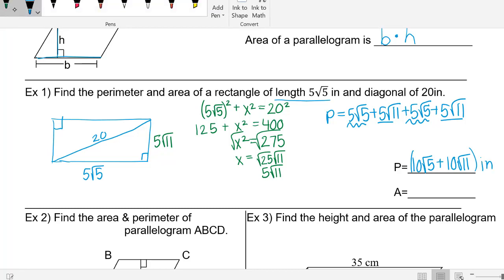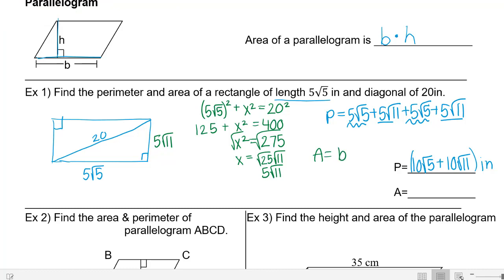And then to find that area, it's just going to be base times height or length times width, meaning 5 root 5 times 5 root 11. Multiply that out. 5 by 5 is 25. Root 5 times root 11 is root 55. If we could simplify that radical, we would simplify that root 55 further, but there's no perfect square that divides into it. So our area of that figure would be 25 root 55 inches squared. This definitely involves some simplifying of radicals, right? Combining those like radicals. So a good recap of what we need to do.